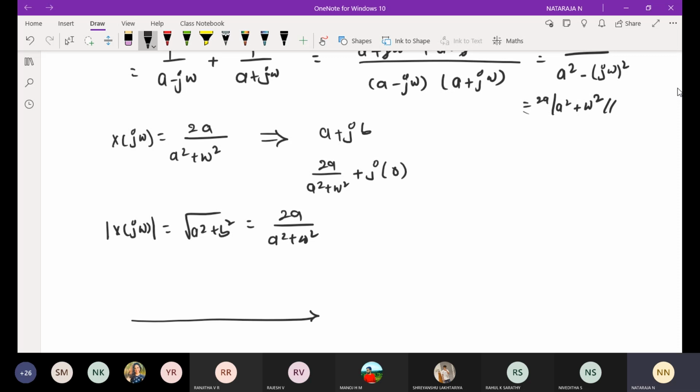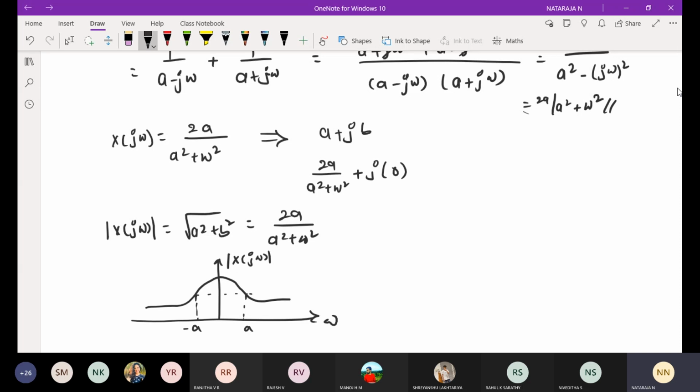Omega, magnitude of X of j omega, from minus a to plus a. The signal will be from minus infinity to plus infinity. Across a, what is the value you are going to get? Now substitute plus a in terms of omega for the magnitude equation.